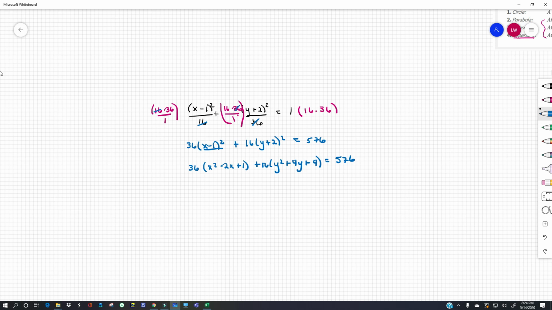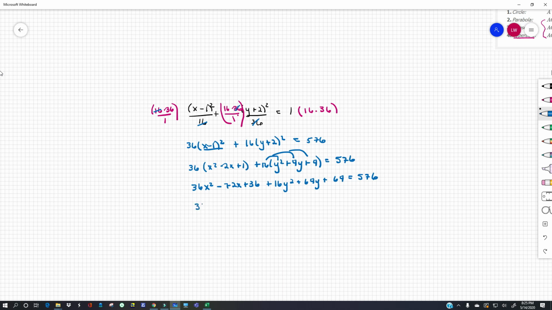And now I've got to distribute, right? If I distribute 36 to every term here, I'm going to have 36x squared minus 72x plus 36. And now here I've got to distribute the 16 to every term. So I'm going to have plus 16y squared plus 64y plus 64 equals 576. And now I've got to get my x squared and y squared terms together, and my x and y terms together, then my constant, right? So I'm going to do that.